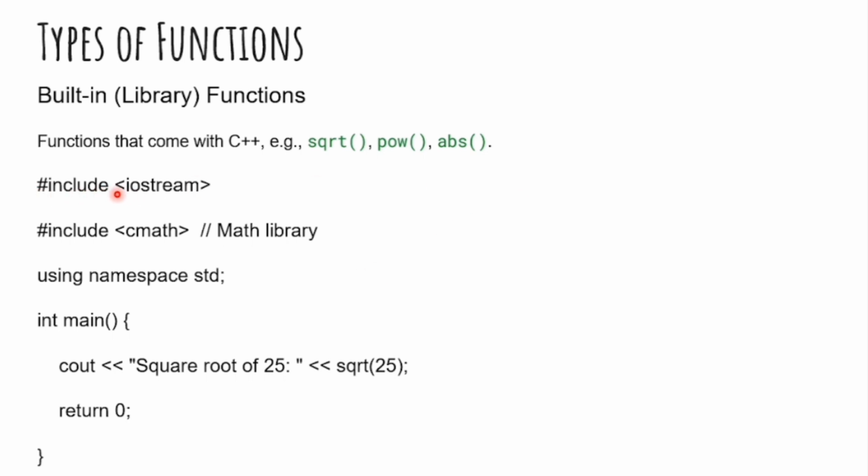Basically, hashtag include iostream is also a built-in function. Hashtag include cmath is the math library that is also a built-in function. Built-in functions are also known as libraries, and in this case cmath is the built-in function. We don't need to make that function, we just have to call it and then use these functions in our code like this.